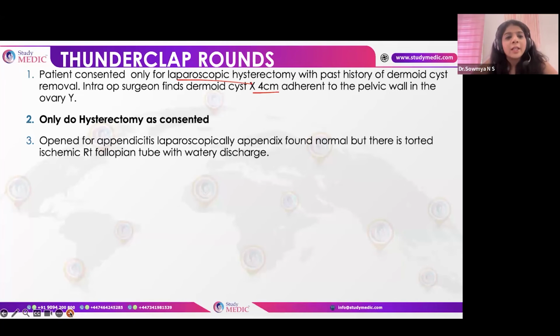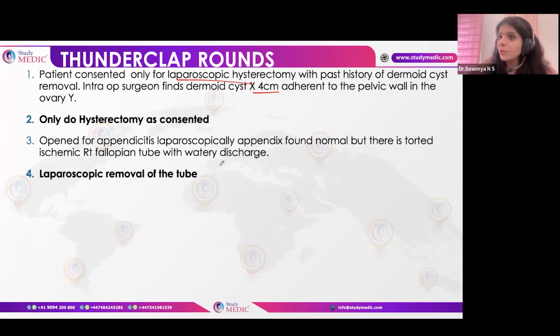Okay. Next one, appendicitis. They opened for appendicitis, but on laparoscopy the appendix was normal. But there's a torted, ischemic right fallopian tube with watery discharge. So this is a gangrenous tube, which you need to be removing. For this, you proceed in the best interest. You will not be waiting for the consent. Obviously, what they will be doing with the appendix is the surgeon's job. You have to comment on the tube.